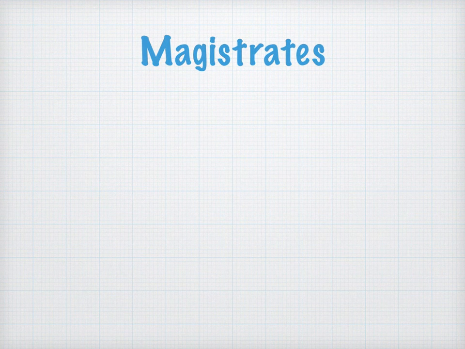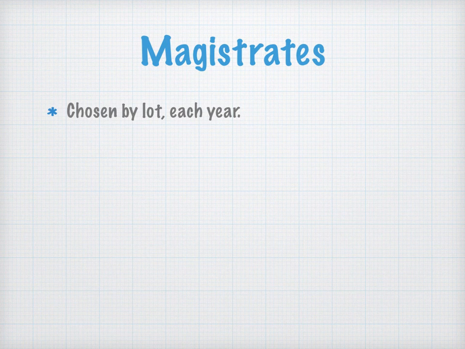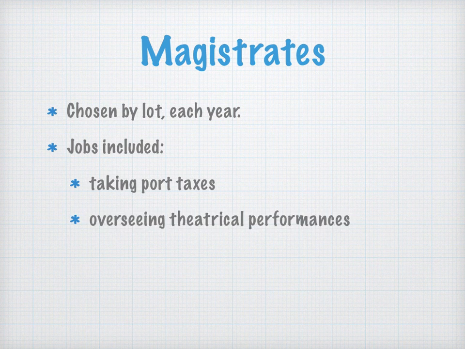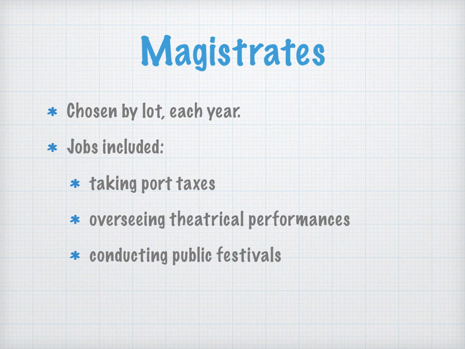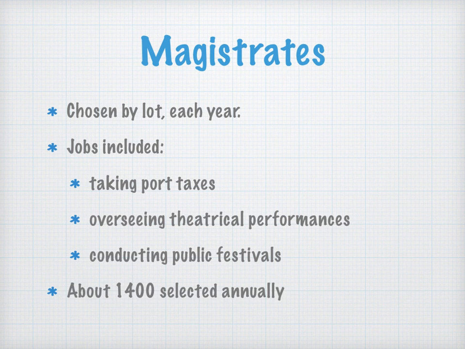We also have the magistrates. These were chosen randomly again and annually from the body of Athenian citizens, and they had a range of different jobs. They might be taking taxes, looking after and managing theatrical performances at the festivals to Dionysus and so on. They might be in charge of public festivals. About 1,400 of these would be selected each year. Half of them would serve in Athens and half of them would serve overseas.